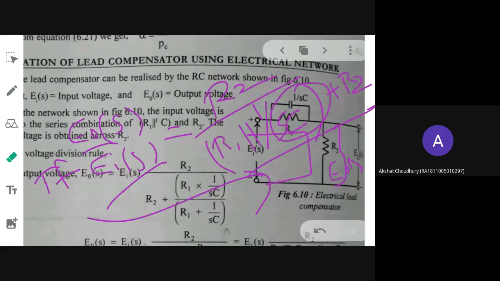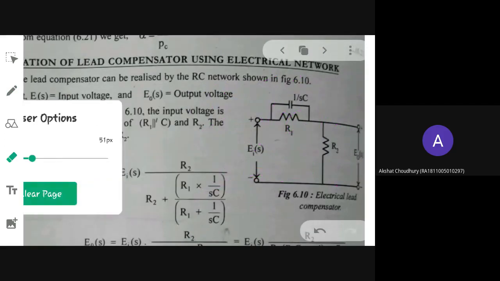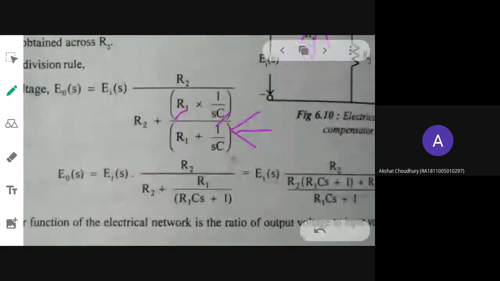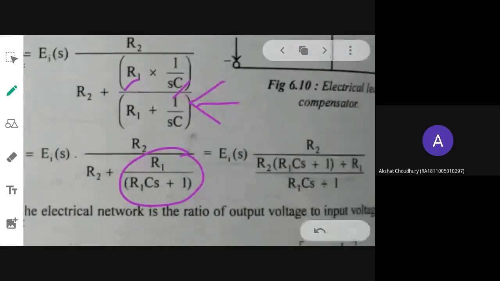So by this voltage division method, if you are solving for the transfer function, this is the equation by voltage division rule. Now this is the parallel combination of R1 and SC as indicated in this diagram, that you are simplifying, you will be getting this equation. Okay. Now again by taking LCM you will be getting this equation. Okay, this will be brought to the numerator.